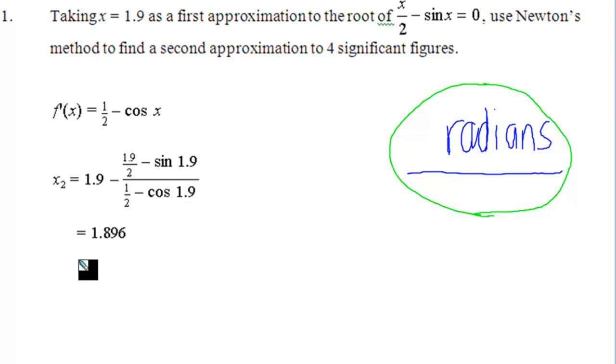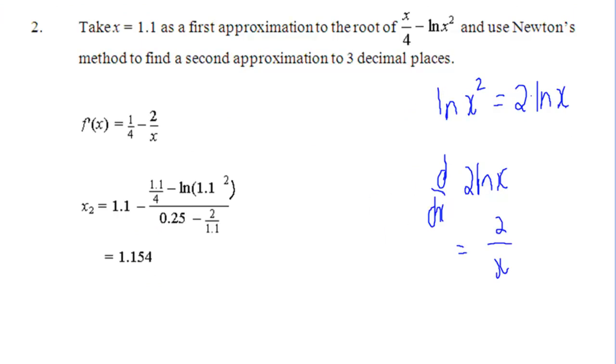Throw it in your calculator. There's your second approximation, correct to 4 significant figures. So there's one application of Newton's method. If we wanted to get closer, we'd apply it again. It depends on how many times we want to apply it.